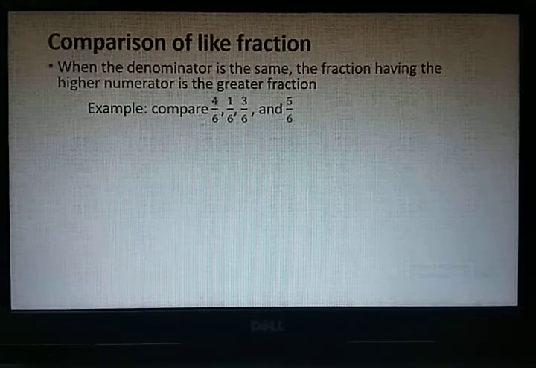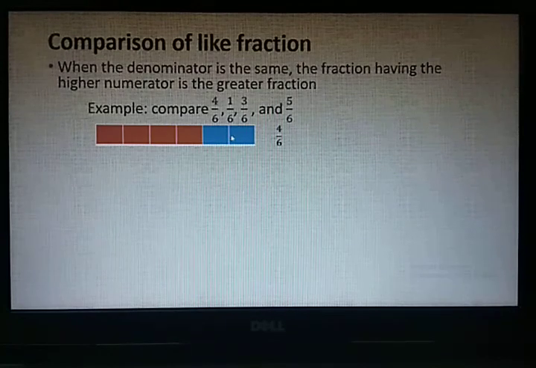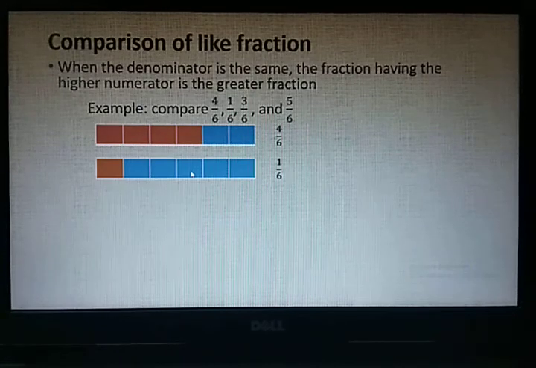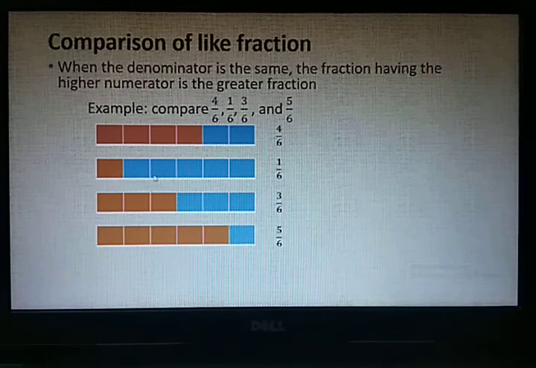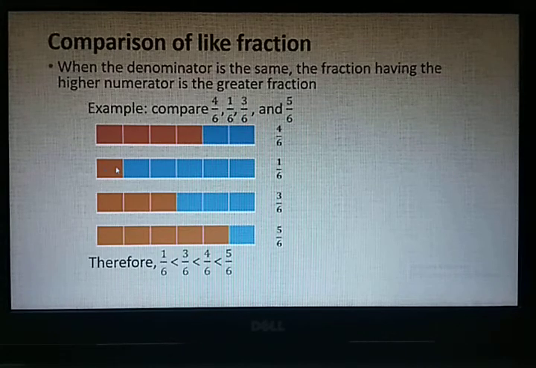Just look at this example. Compare 4 by 6, 1 by 6, 3 by 6 and 5 by 6. 4 by 6 means 4 parts of a whole which has been divided into 6 equal parts, and 1 by 6 means 1/6 part. 3 by 6 means 3/6 part, and 5 by 6 means 5/6 part. Now if you make a close observation, you can easily see that 1 by 6 is the smallest one, then 3 by 6, then 4 by 6, and then 5 by 6.